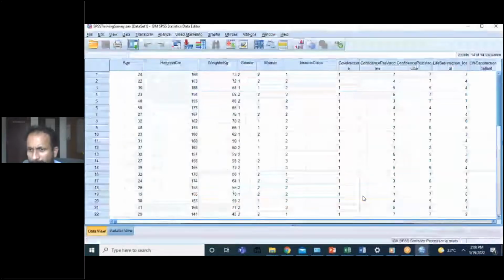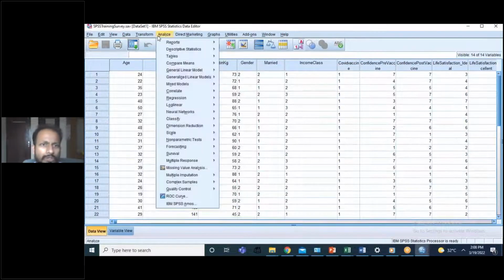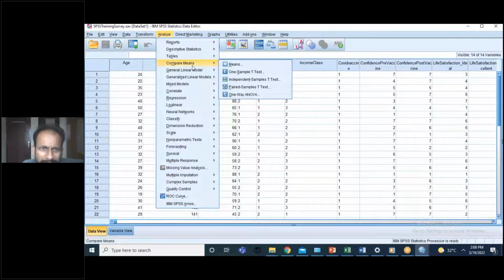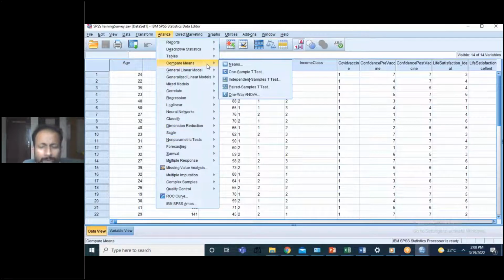Okay, now I think we don't have much time, so let us straight away get into the equivalent non-parametric test. Yesterday I covered how to perform the one sample t-test, independent sample t-test, and paired sample t-test. Today I will tell you what the equivalent is. What is the equivalent of the one sample t-test? Why do we have to go for an alternate for the one sample t-test?